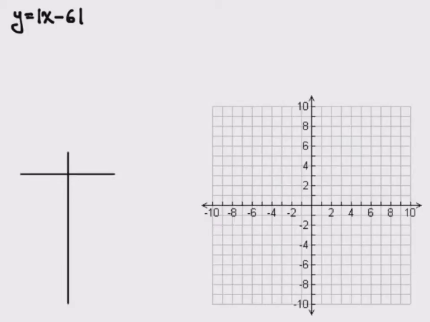Alright, let's graph all the ordered pairs for y equals the absolute value of x minus 6. And right away, I'd like you to pause the video, find some ordered pairs, graph them, and sketch what this graph should look like. And please make sure to find the x and y intercepts too.